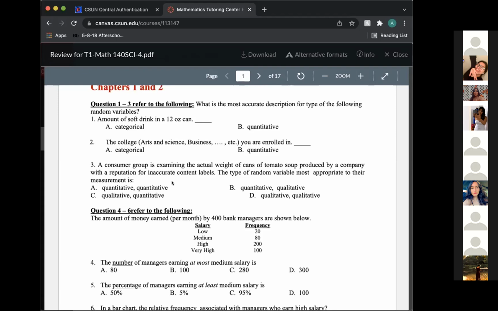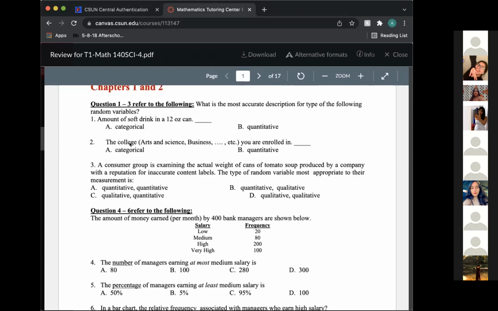Especially when they say the type of random variable, and it's not plural, it's just singular. So it's quantitative. I think it's another mistake. The answer is just quantitative. I don't have any idea what they're talking about there. I think it's a mistake. It should be quantitative, which makes sense, right? It's an actual weight, correct? It should be quantitative. Make sense so far?